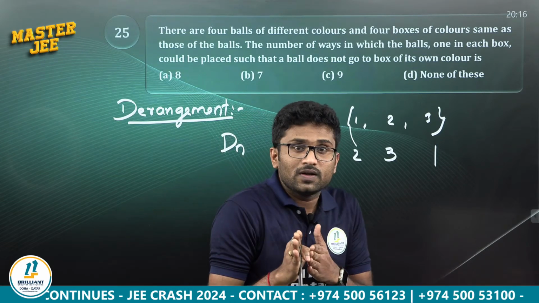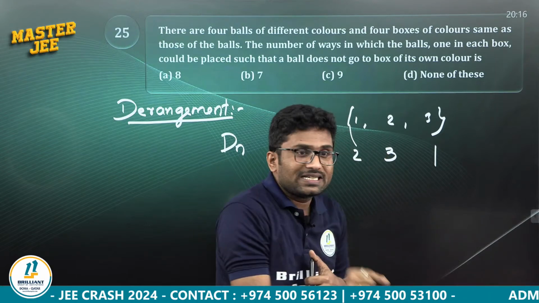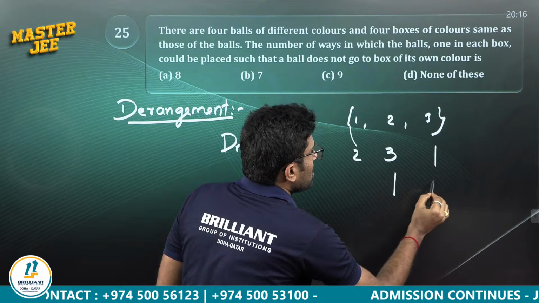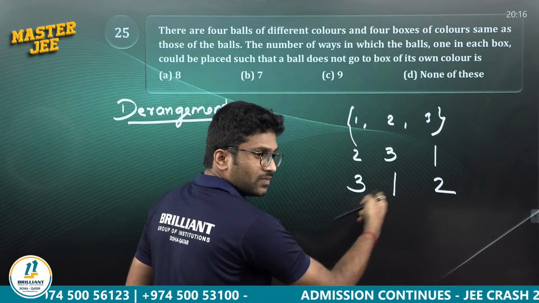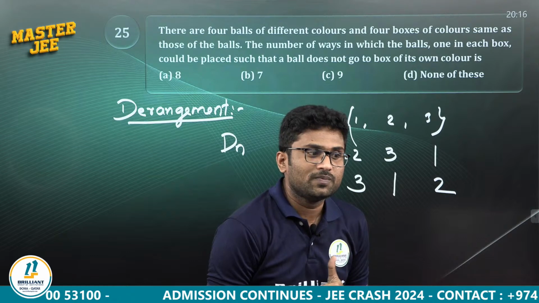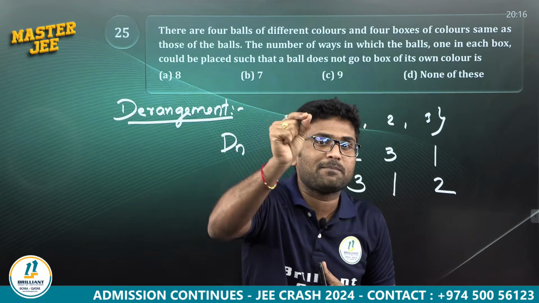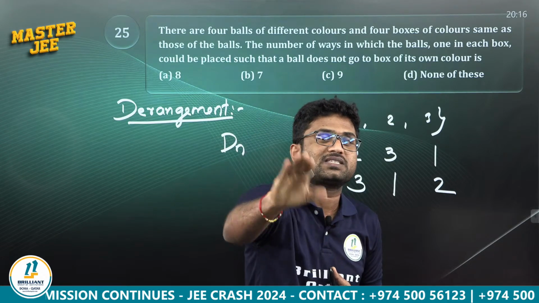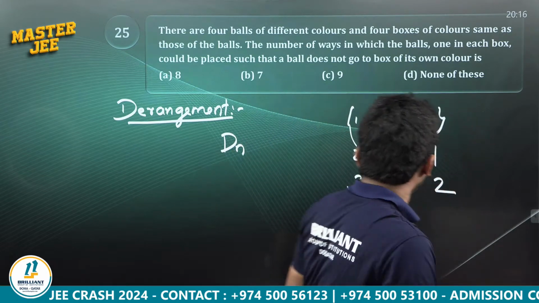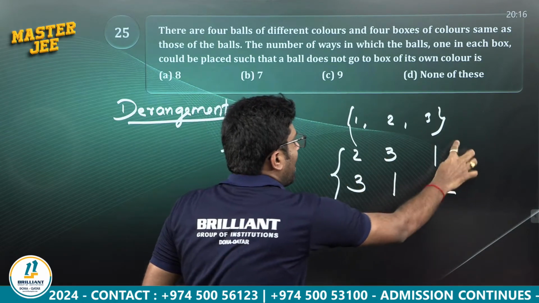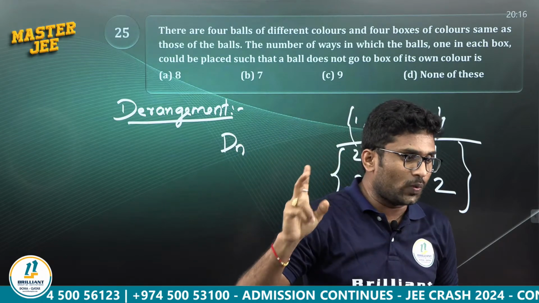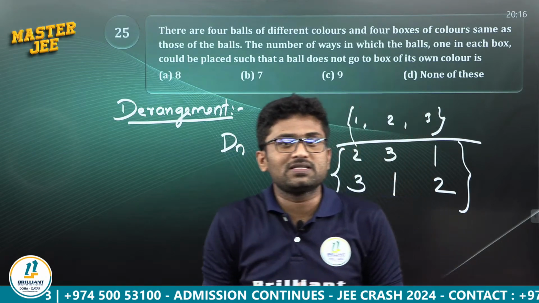Have you understood? Derangement means the total number of ways we arrange such that 1 goes here, 2 goes here, 3 goes here. 2, 3, 1 and 3, 1, 2. Only 2. Any other possible cases apart from these 2? Derangement means the total number of ways we arrange the given objects such that no object goes to its original place. Only 2 ways. Is that clear, my dear friends?